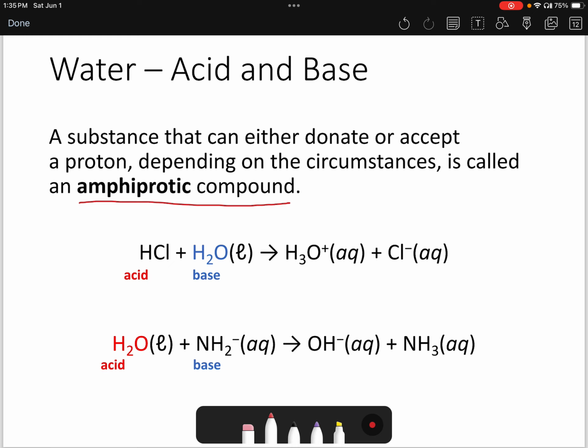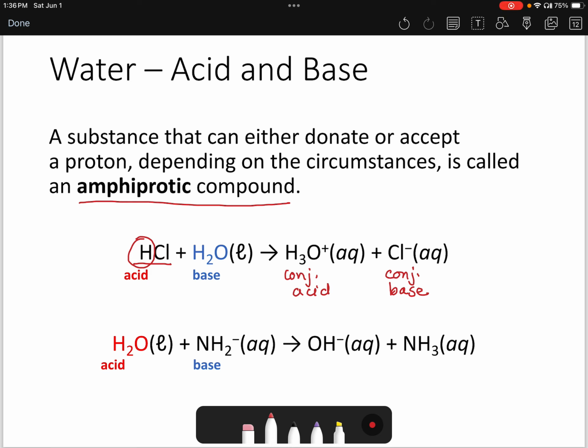For example, if water is reacting with hydrochloric acid, which is clearly an acid, water will act as a base and it will take a hydrogen ion or proton from hydrochloric acid. And then we get our conjugate acid, the hydronium ion, and our conjugate base, the chloride ion.